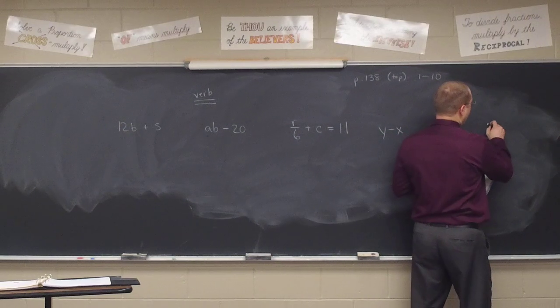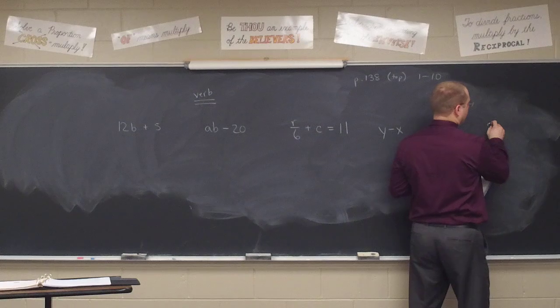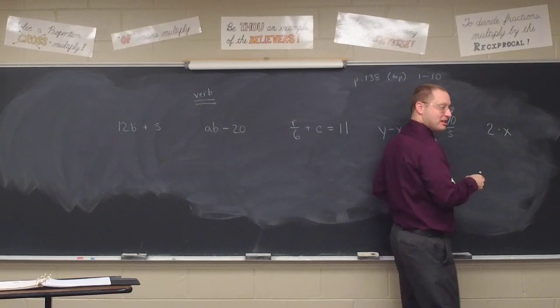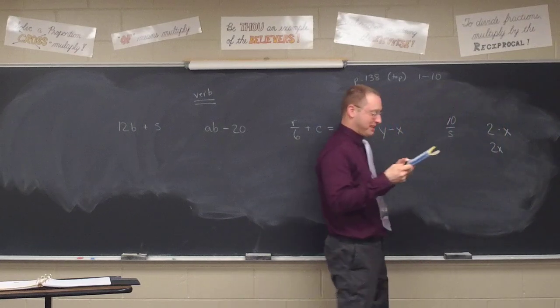2 times x. How do we say 2 times x? 2.x? 2 raised dot x? We could, but there's a better way. Be lazy. 2x. There we go. Mush it together. Be lazy.